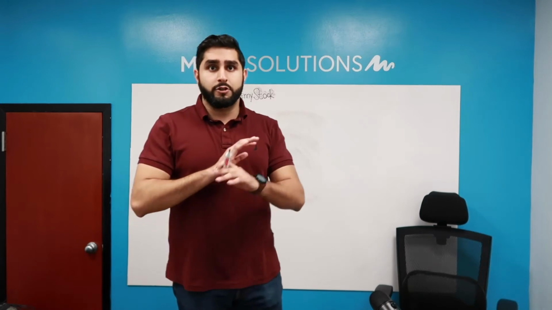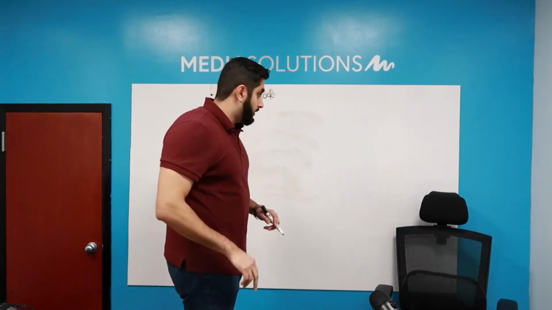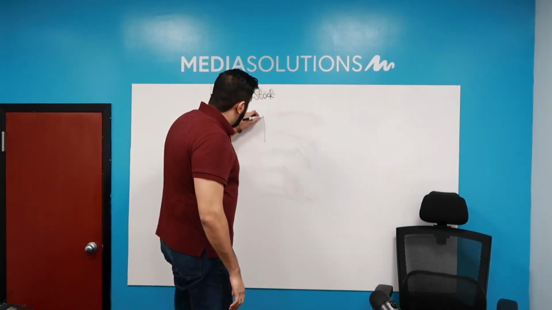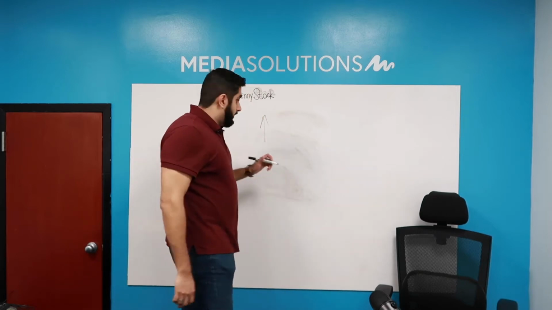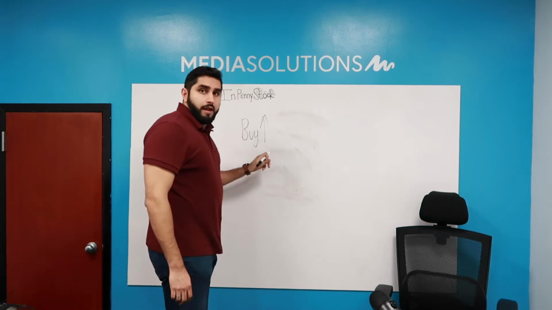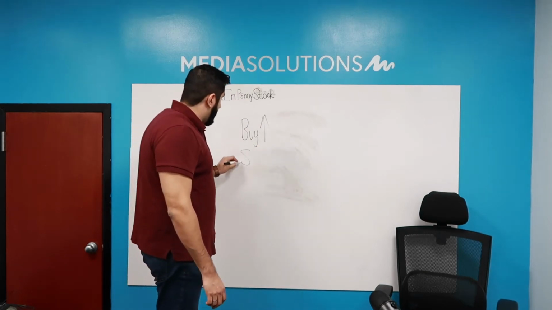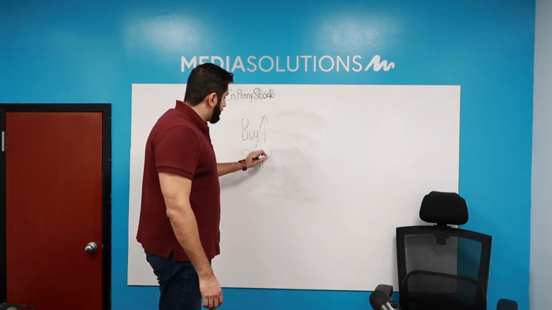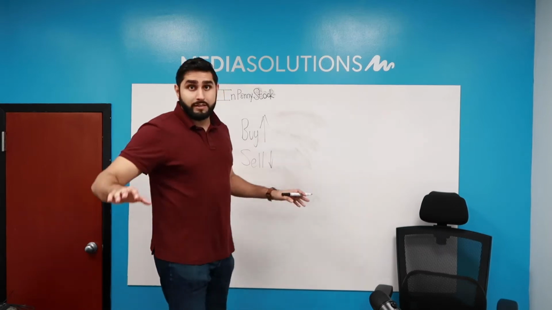Don't worry if you didn't go to economics or if you're bad at math. That has nothing to do with it here. You just have to understand two principles. When people are buying the stock, the price will go up. And when people are selling the stock, the price will go down. That's as simple as it is.